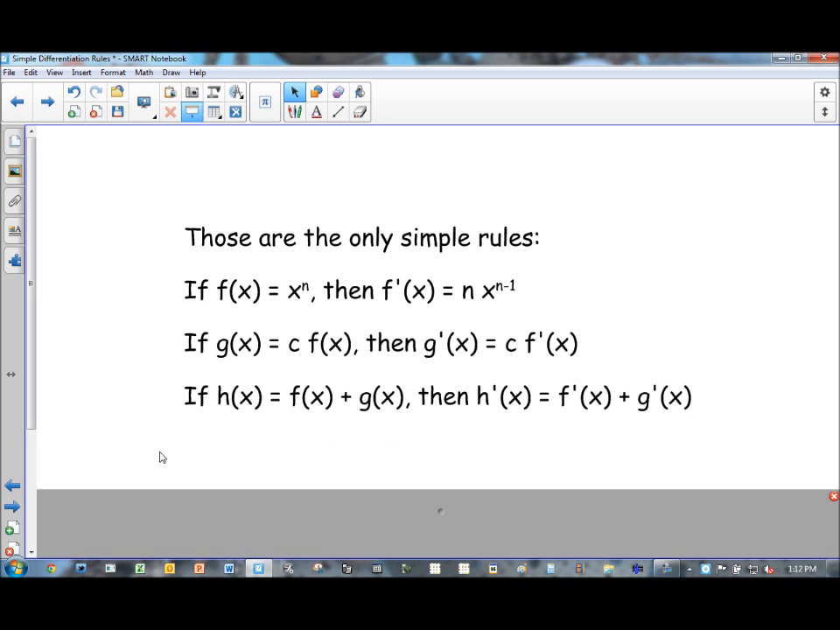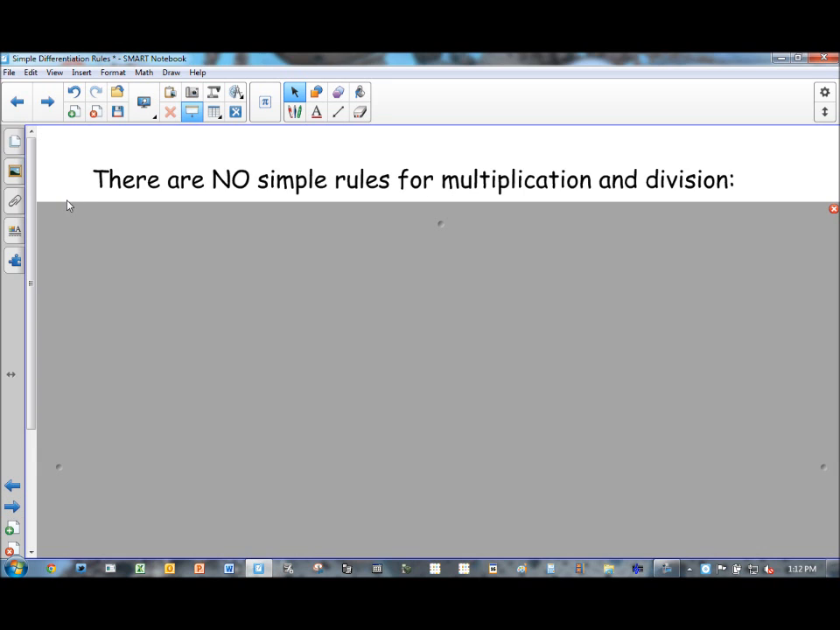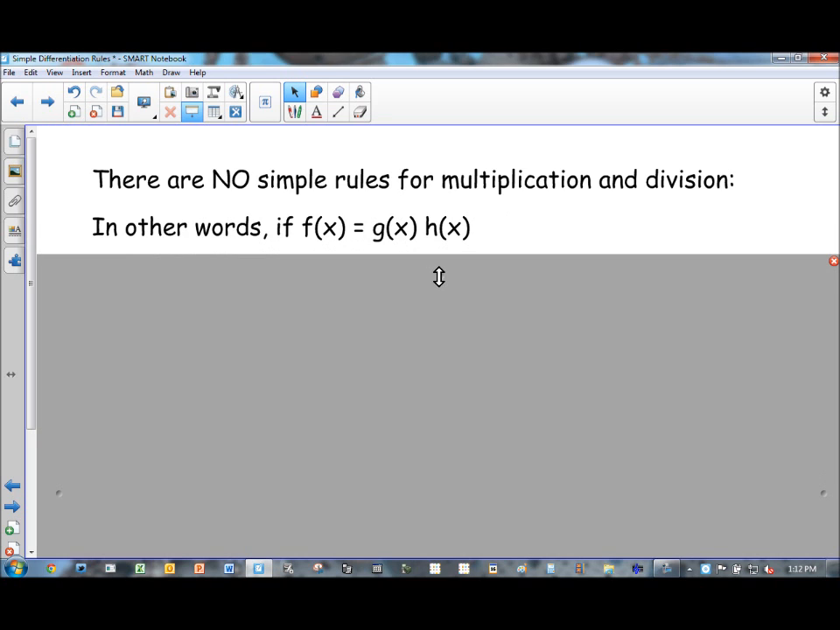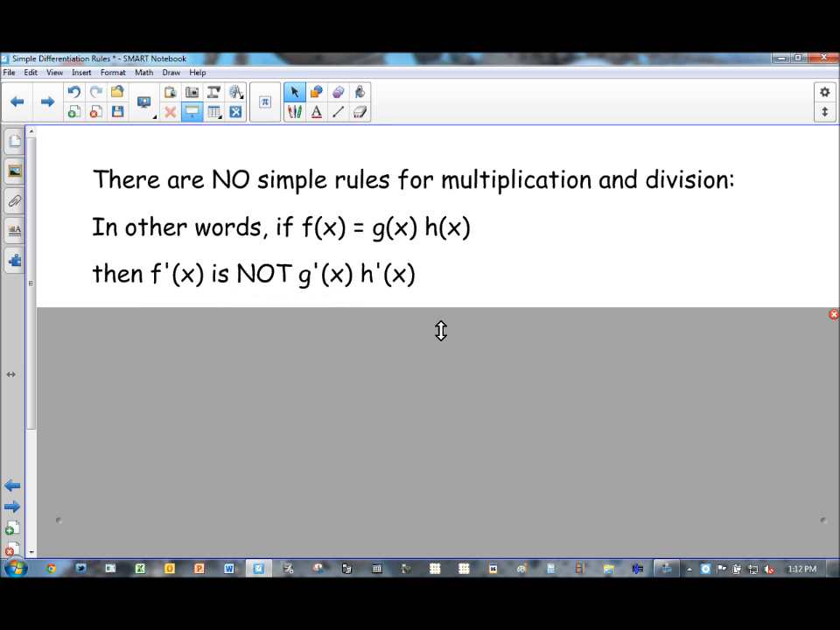Those are the only simple rules, so please don't try and create other rules. For example, there are no simple rules for multiplication and division. There are rules, but they are not as simple as the ones that we just discussed. All right? So if f of x is equal to two functions, g of x and h of x multiplied together, then the derivative of f of x is not the same as the derivative of g of x times the derivative of h of x. That's just not true.